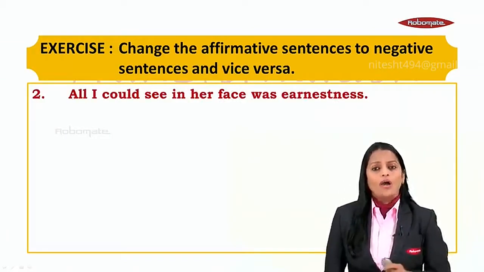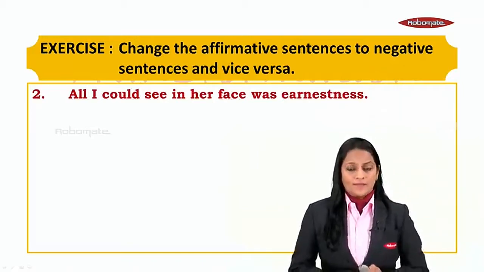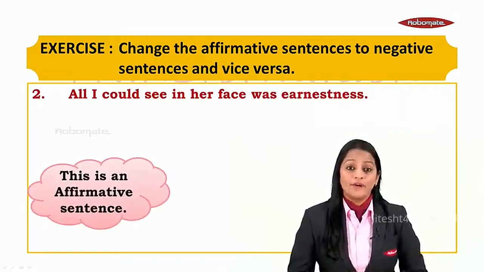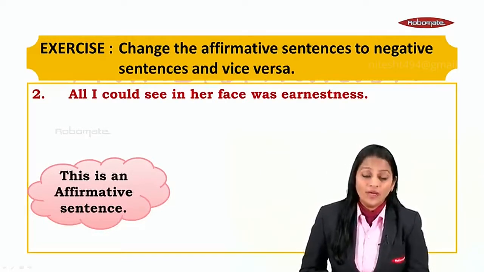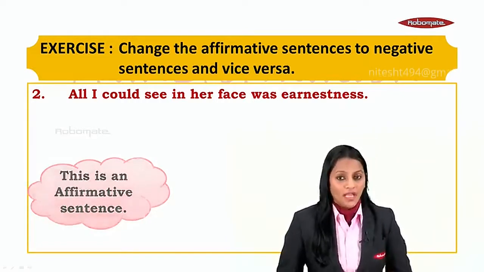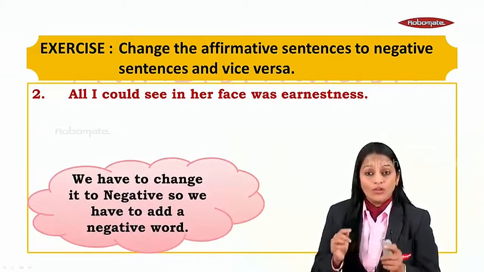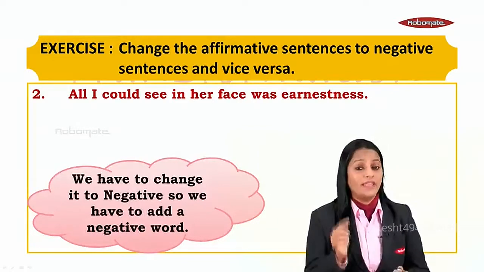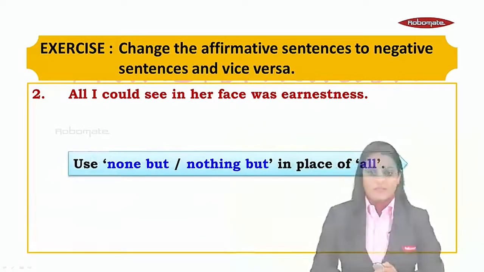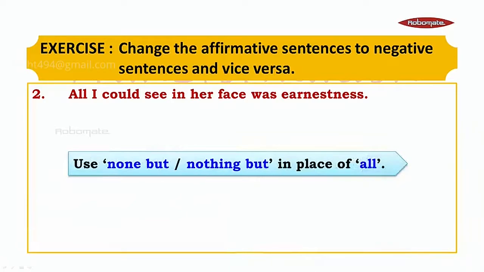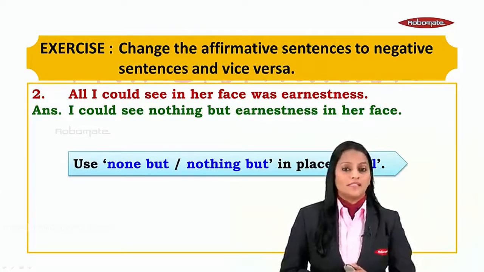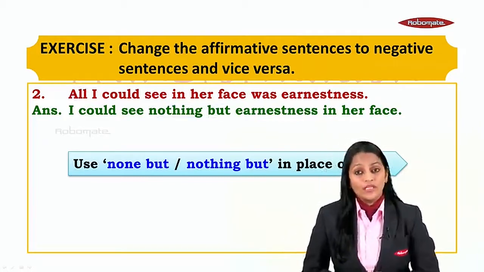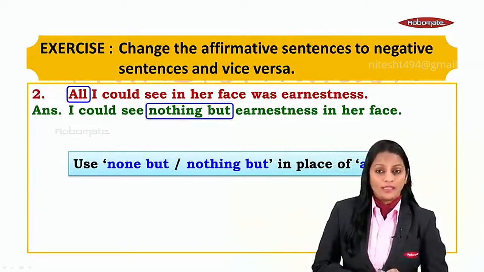Next sentence, all I could see in her face was earnestness. Now students, of course this is an affirmative sentence. We have to make it negative. That means we have to use a negative word, but see that we don't change the meaning. Now if you remember, in order to change it to negative, we have to use a negative word, and we had used this method. Use none but or nothing but in place of all or only. So here I will say, I could see nothing but earnestness in her face. Now students, here all has been replaced by nothing but.